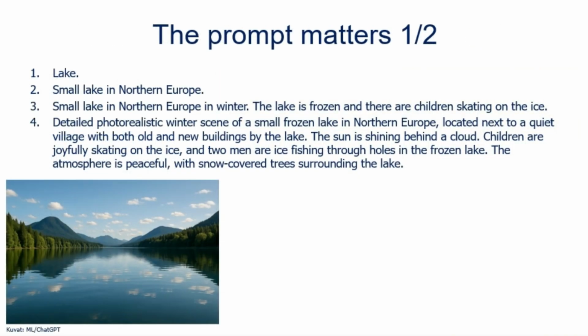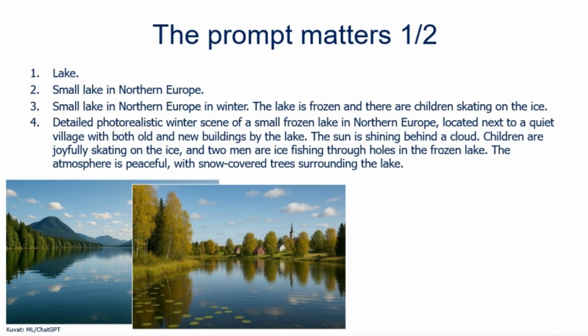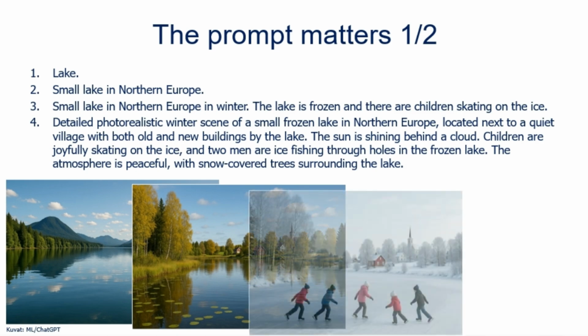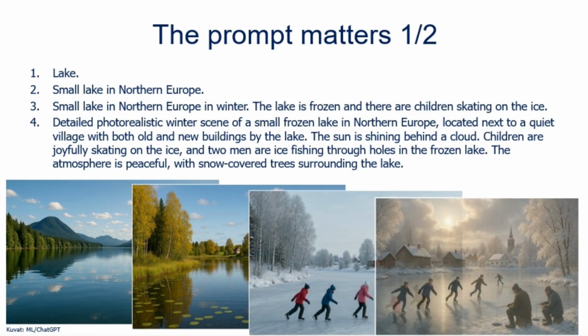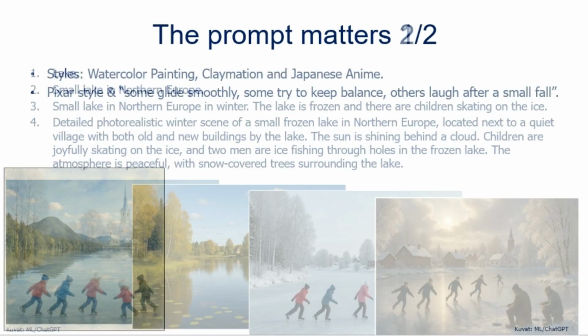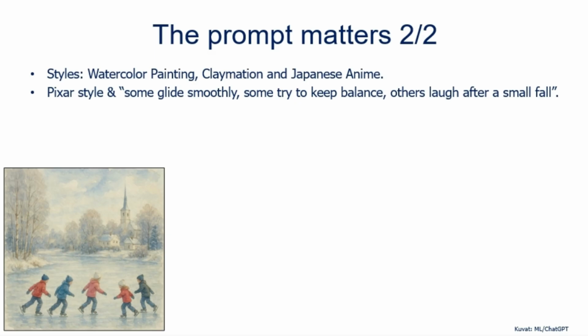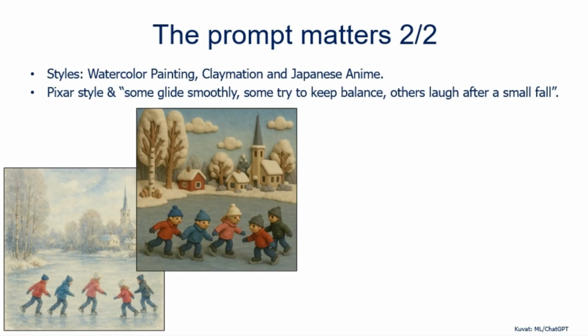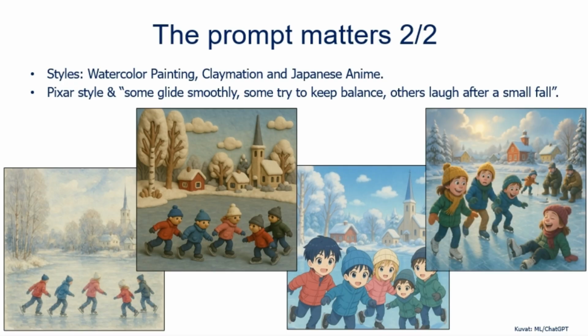Of course, you can create images just by one word, lake, or small lake in northern Europe. And that one is in winter. And then even more detailed description of what it should look like. Or then you can change the styles like watercolor painting, claymation, Japanese anime, and pixel style. From all these images, you notice that all the skaters look almost the same. They have almost the same position. So there is still work for me to get a better picture out of these.